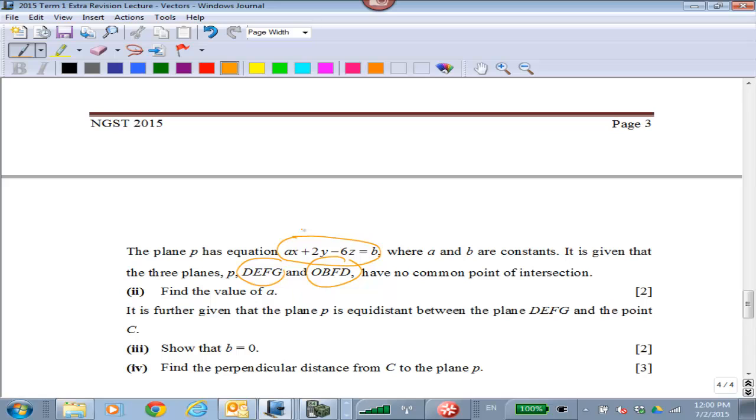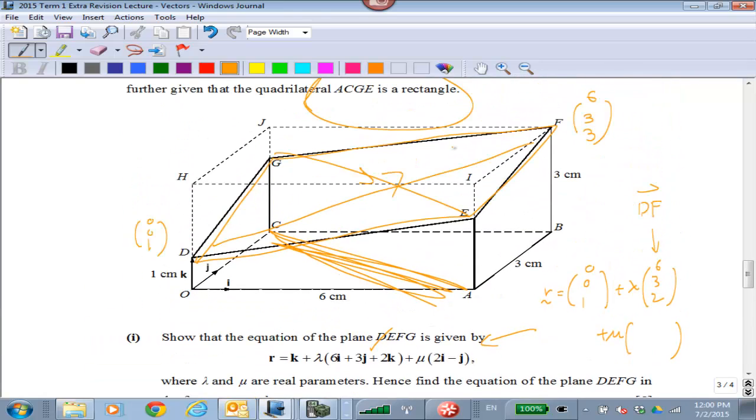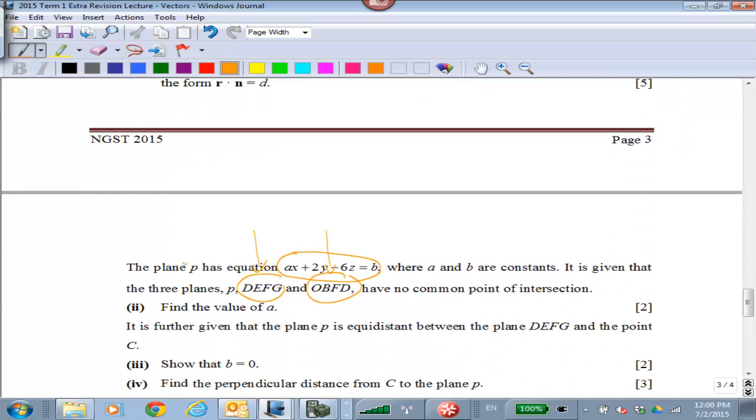By looking at the alphabets, I know the intersecting line between the planes DEFG and OBFD. What are the common alphabets? F and D. So do you agree that the line is FD? Then can you get the line FD for me? Look at the picture. F is here, 6, 3, 3. D is here, 0, 0, 1. So do you agree that the intersecting line between these 2 planes is r equals 0, 0, 1 plus c times 6, 3, 2?